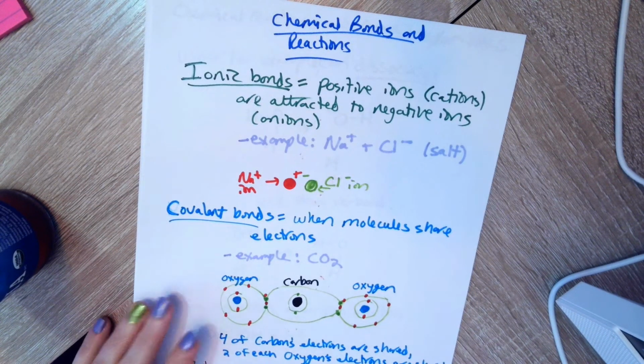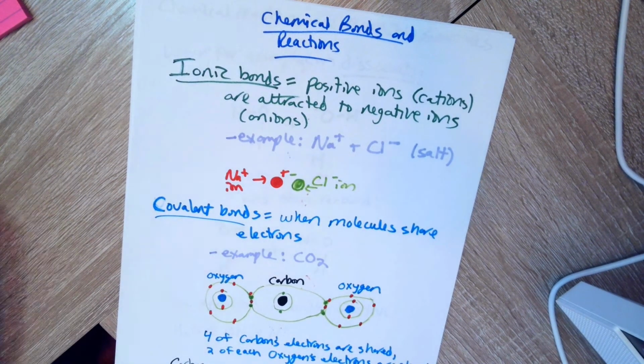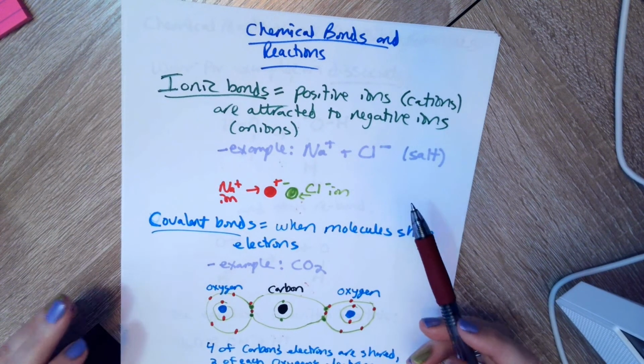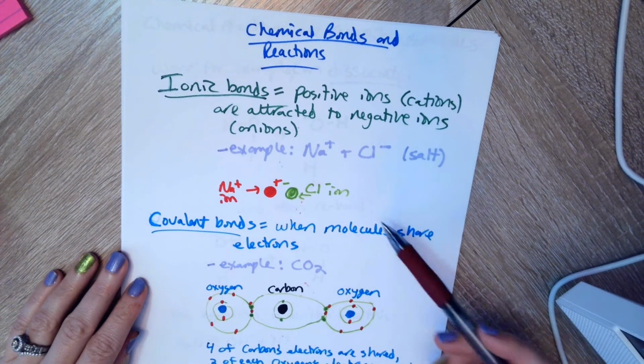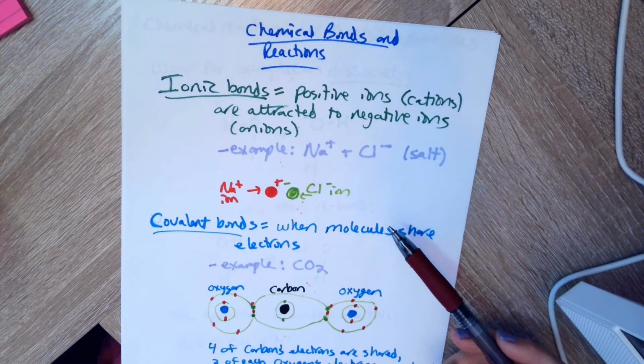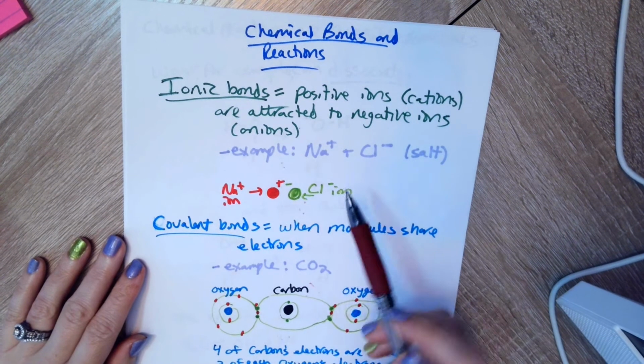Okay, everybody, here is our chemical bonds and reactions lecture. So we're still on Unit 1, so this is going to cover everything from chemical bonds to the various reactions, how reactions work, and functional groups. So let's get right down to it.